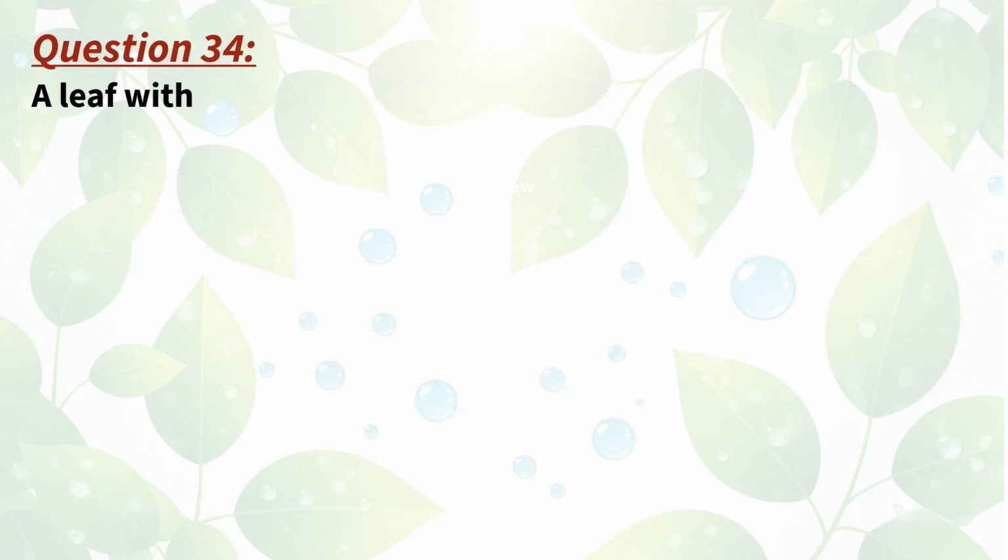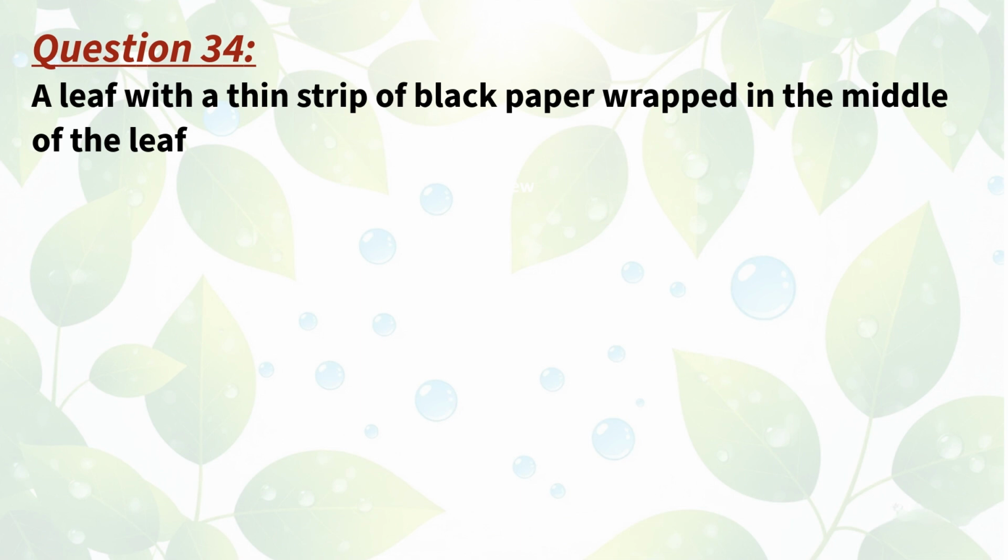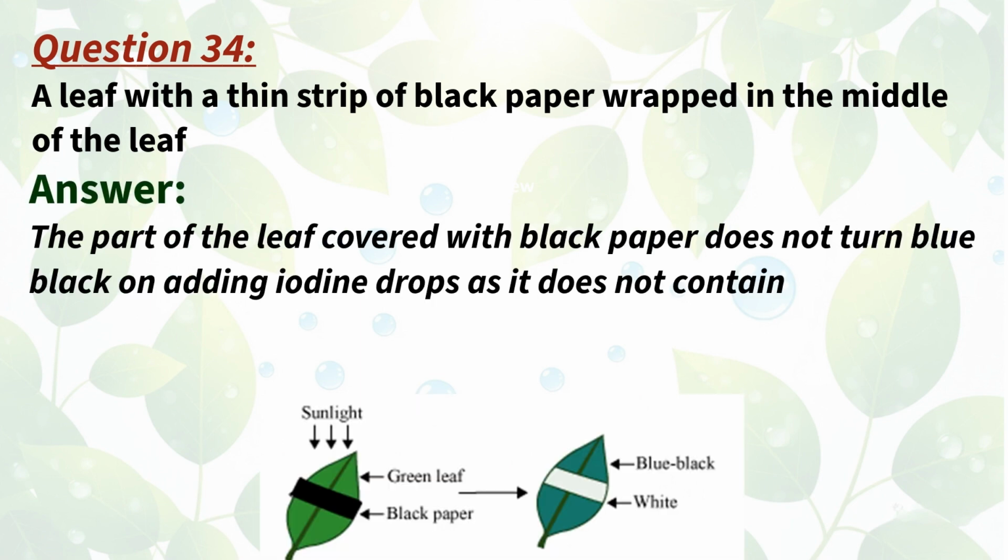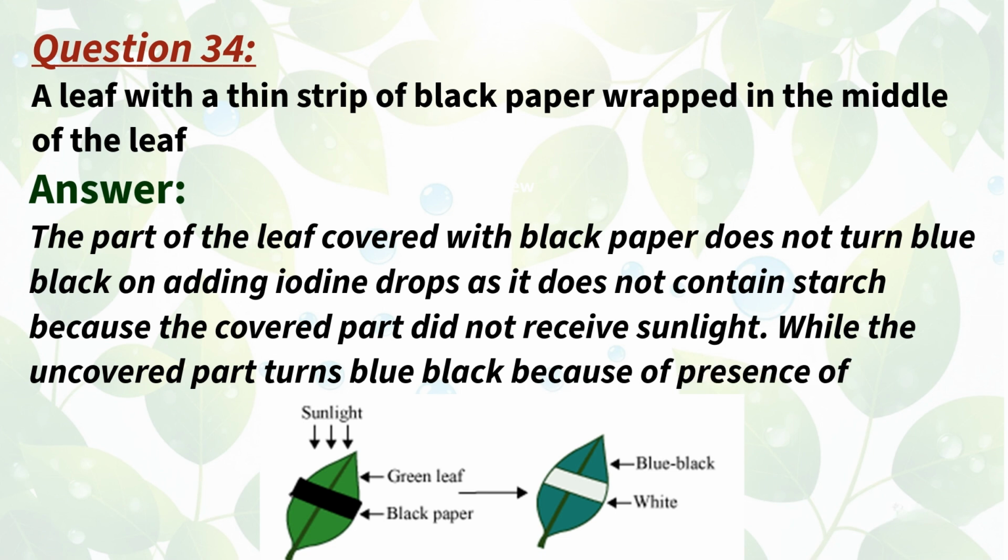Question 34. A leaf with a thin strip of black paper wrapped in the middle of the leaf. Answer: The part of the leaf covered with black paper does not turn blue-black on adding iodine drops, as it does not contain starch because the covered part did not receive sunlight, while the uncovered part turns blue-black because of presence of starch.